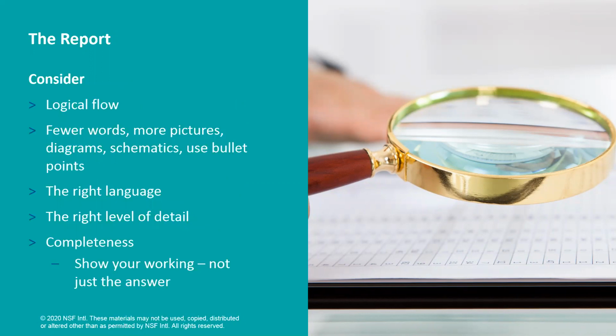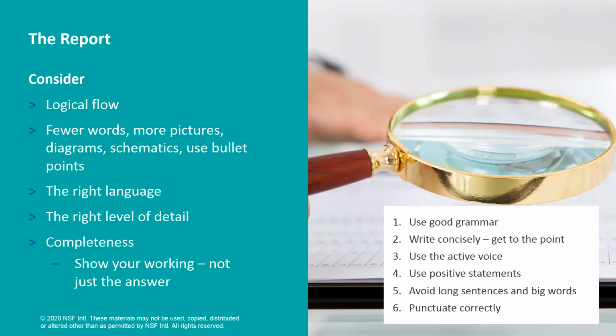Now, within this report, we want logical flow. We want to make sure we've got the minimum number of words. So if we can use pictures, if we can use diagrams, if we can use bullet points, it all helps in making it easier to read. And if it's easier to read and to see what's happening, that's going to help you with your review and approval. We talk about the right language, and by this we're talking about using technical writing skills.